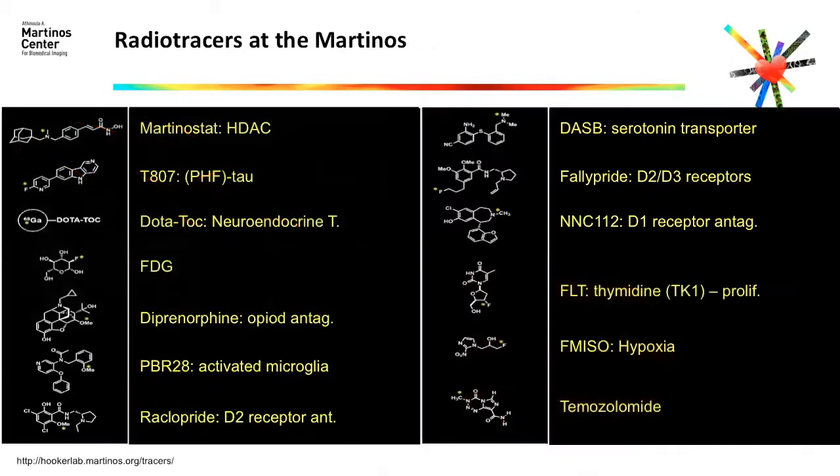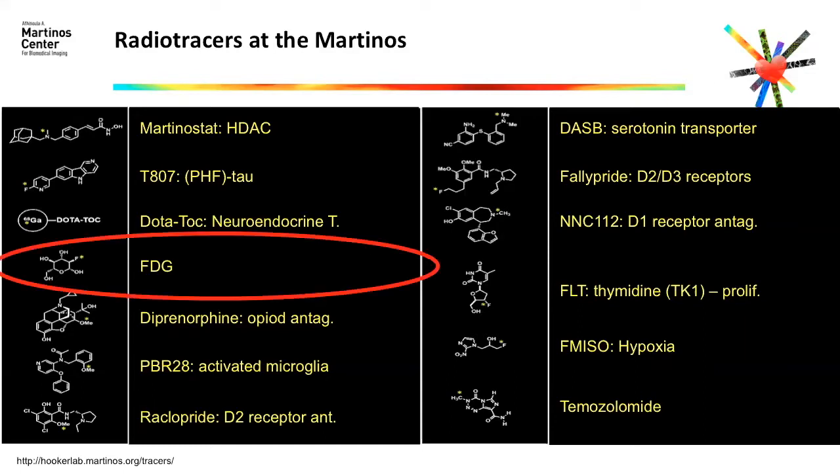So what kind of tracers can we use for PET imaging? Well, there are many different options. This is a list of some of the radiotracers that are currently available at the Martinos. Obviously, the most well-known is FDG. This is how positron emission tomography started many years ago. Around the 70s is when it actually hit the clinical arena. FDG is fluorodeoxyglucose.